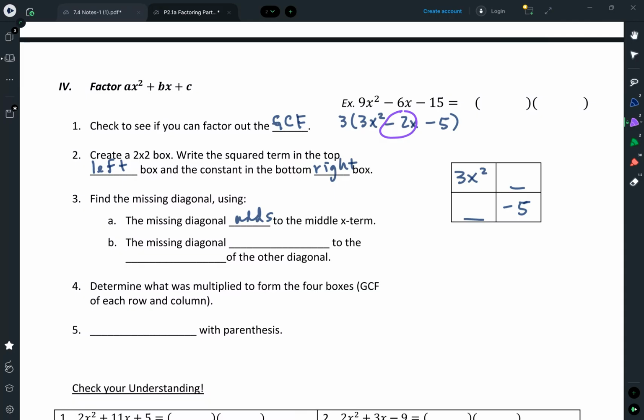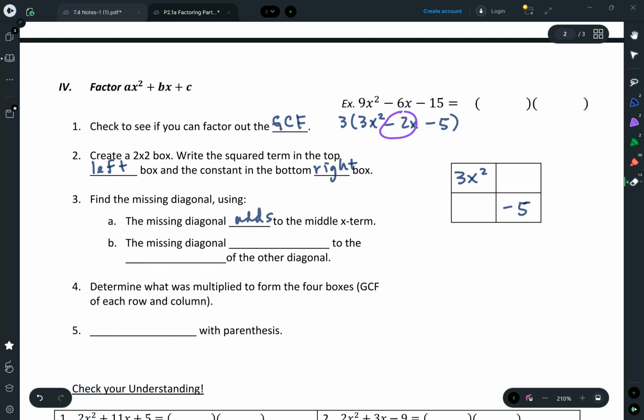Because this is the one where we can't just look at what multiplies to make the last term and adds to make the middle term, because it's more complicated. We have that 3 in there. We have a leading coefficient that's not 1. So whatever goes in these two boxes, when we add them together, is going to have to be the product of my diagonal that I do have. So the 3 and the negative 5, when I multiply those, I get negative 15. So I'm just ignoring that x squared.